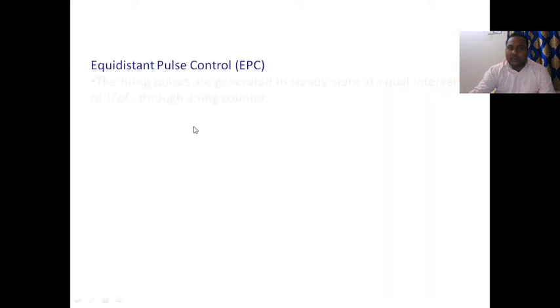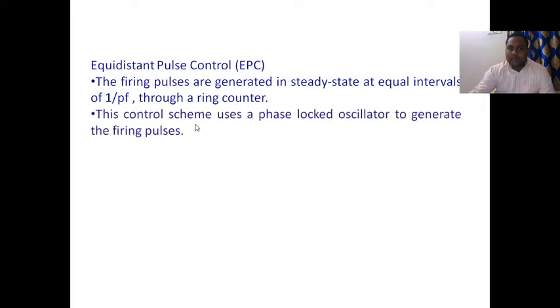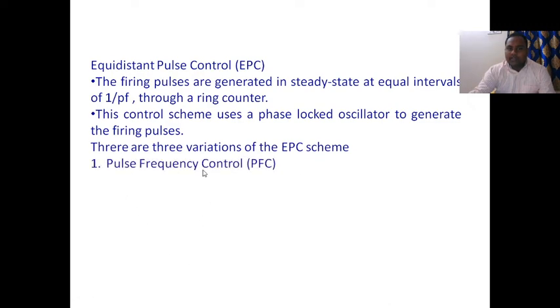Equidistant pulse control. The firing pulses are generated in steady state at equal intervals of 1 by pf through a ring counter. This control scheme uses a phase locked oscillator to generate the firing pulses. There are three variations of the EPC scheme. First one, pulse frequency control. Second one, pulse period control. Third one, pulse phase control.